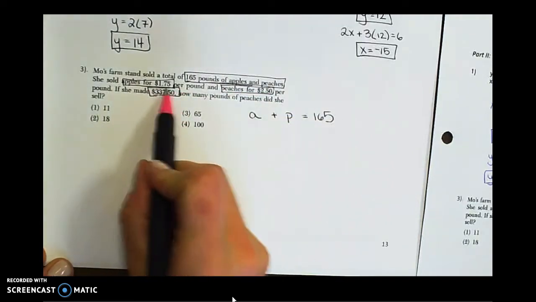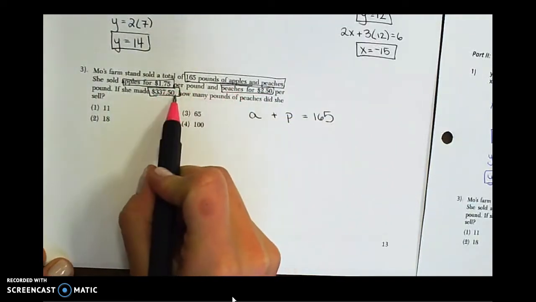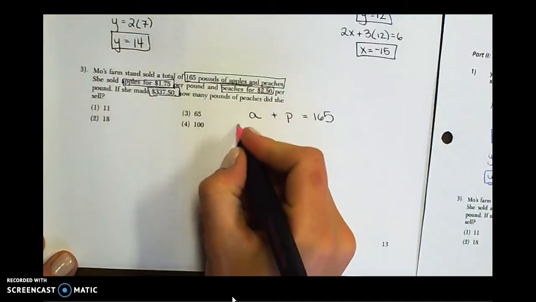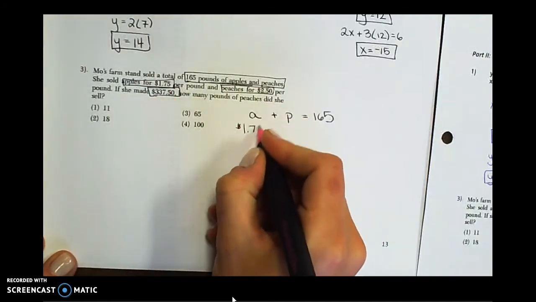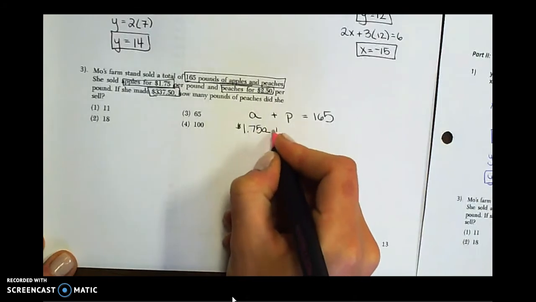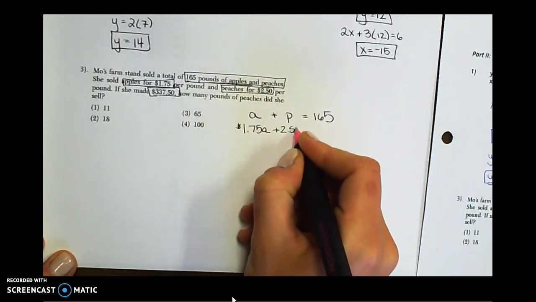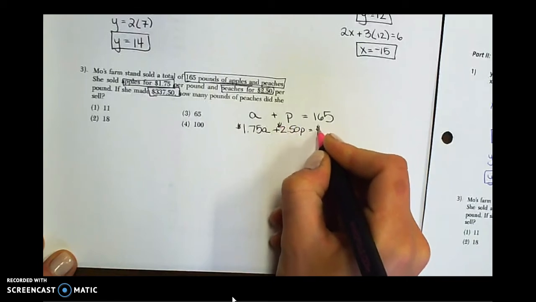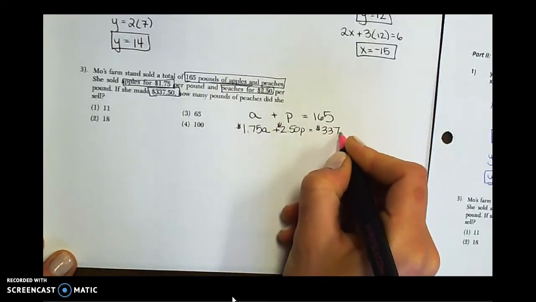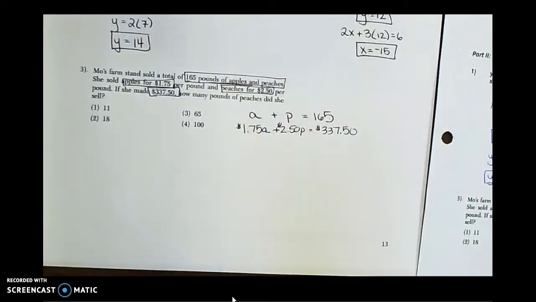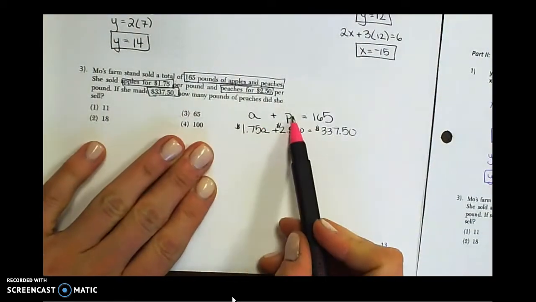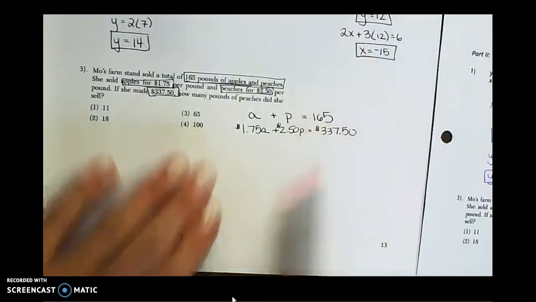So remember, money, money, money. Show me the money. The monies are all going to go together. So let's take a look. So that's going to be $1.75 for the apples plus $2.50 for the peaches. And that's going to be equal to a total of $337.50. Now, if I look at the way that this is aligned, I see that my A's are aligned, my P's are aligned, the equals, and then the constants.